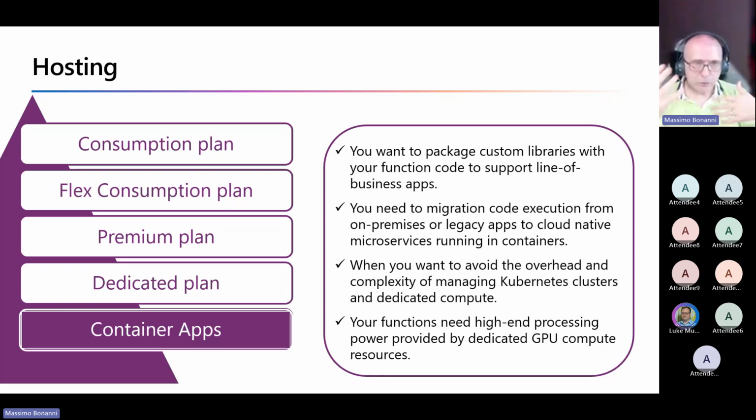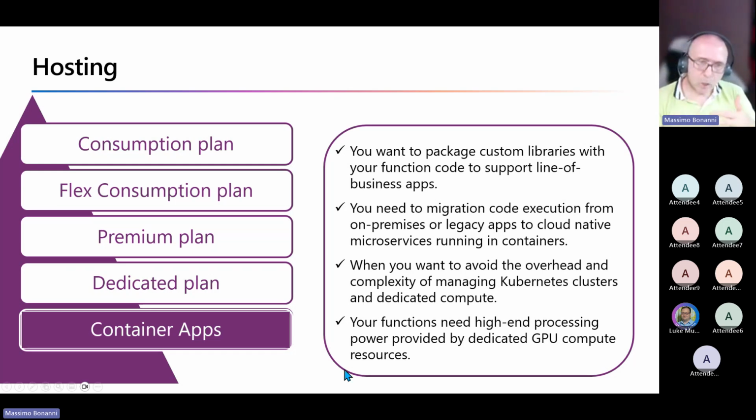So just to show you that you write your function one time and you run it in a different plan, depending on the scenario, and also depending on the cost you want to pay, because consumption is the cheapest and premium is probably the most expensive. Depends on the scenario, of course.